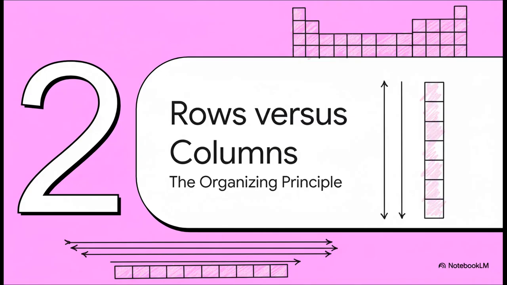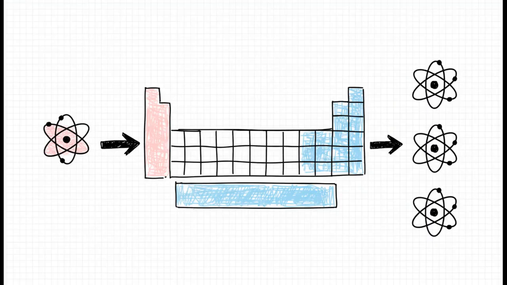So, now that we know what an element is and how it gets its identity, let's look at the table's structure. You see, it's organized into these horizontal rows and vertical columns, and each one of them tells us something totally different and really important. The horizontal rows are called periods. I want you to think of an atom kind of like an onion. Every element in the same row has the same number of layers, or what we call electron shells.